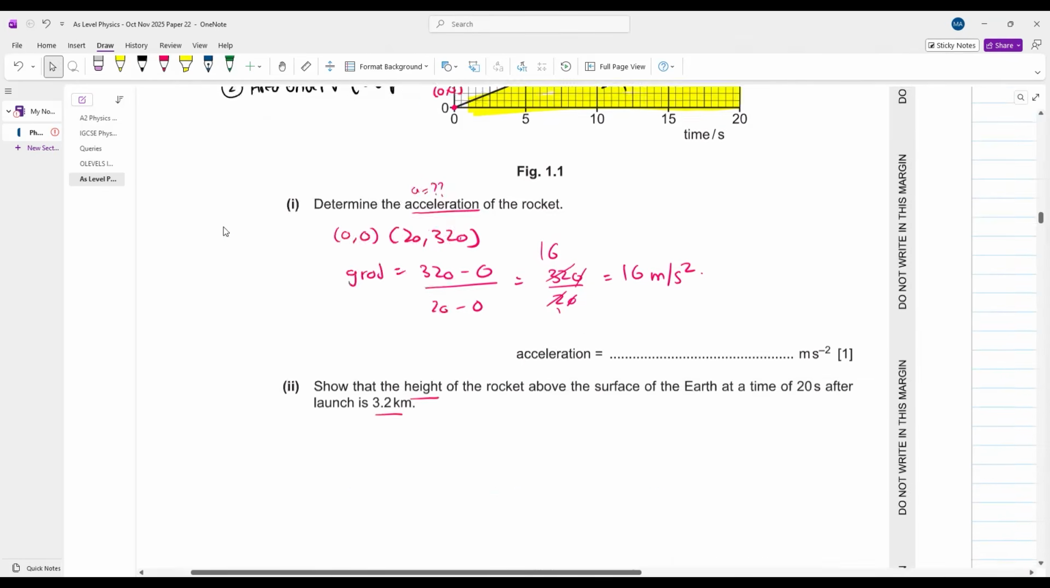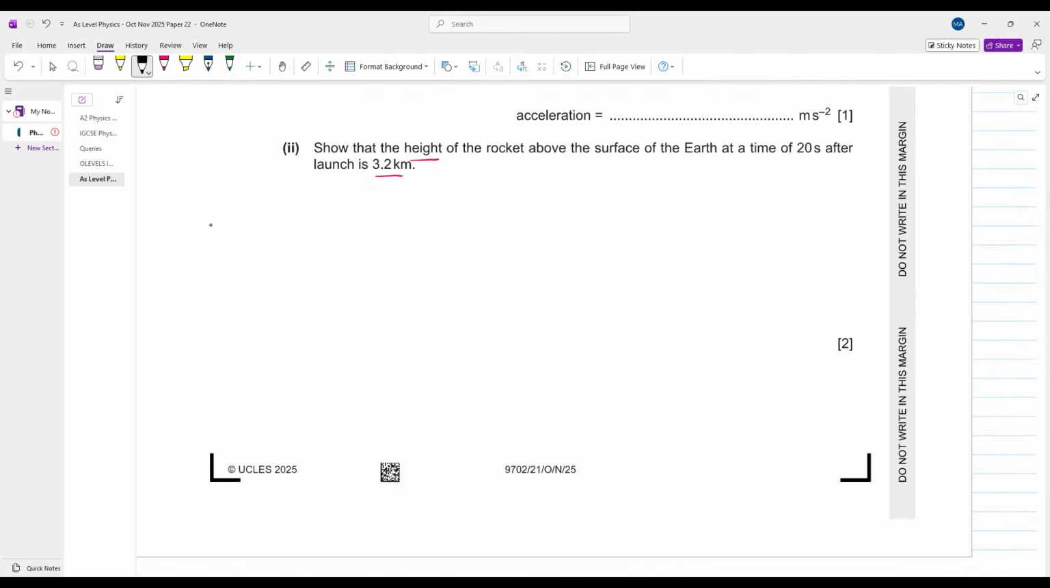The distance covered or the height gained by the rocket in 20 seconds is what? 3200 meter. बेटा, अब आपने मीटर को किलोमीटर में कन्वर्ट करना है. How will you do that? Divide it by 1000. 3200 divided by 1000 comes out to be 3.2 kilometer, which is your answer. Simple.